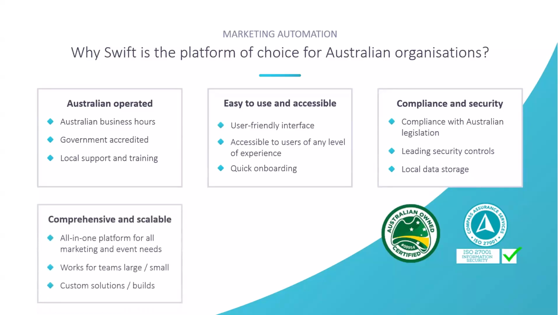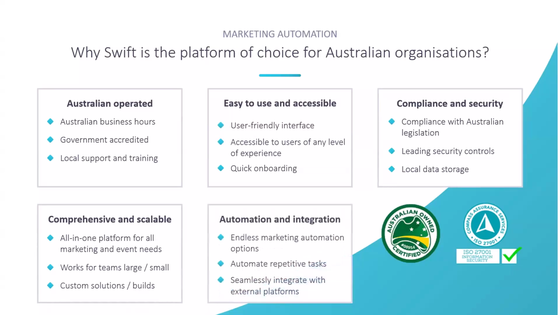The platform itself is very scalable. So no matter how large or small your team, you might have just one person using the system, or we have some clients who have 80 plus users using their account. So it's very scalable. And another thing that Swift will do is we will custom build solutions for you. So some platforms, you kind of get what you get. With Swift, we're willing to tailor things or custom build things like forms, subscription forms, preference centers, that sort of thing, to suit your needs.